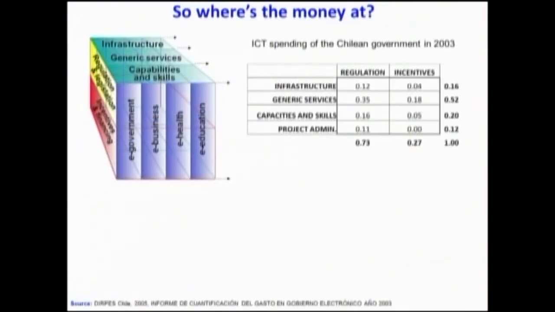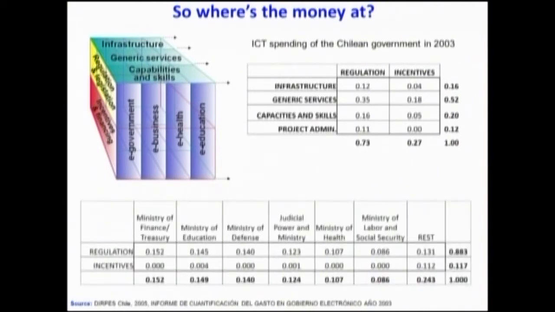So if you go back to the cube, you can of course put these numbers into the cube, and the cube somehow shapes and morphs in different shapes and sizes, right? So some policy areas become bigger, some become smaller. You can see here, for example, that infrastructure in the Chilean case is 16% of the spending, generic service almost half of it, and capacity development some 20% of it. So you can see how the cube, you can play around with it, and it morphs and shapes in different shapes and sizes, right? Depending on which government, which country puts its emphasis into which kind of digital development strategy.